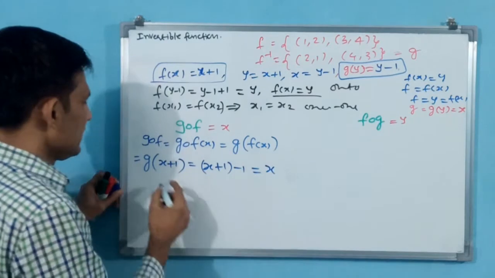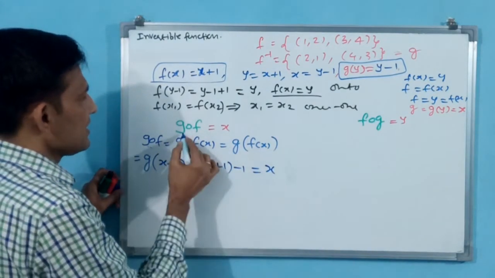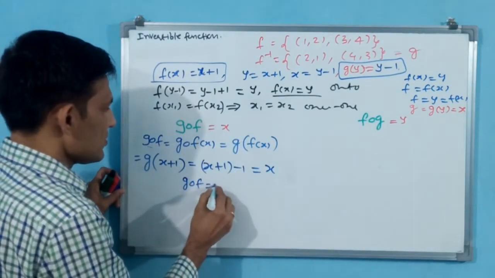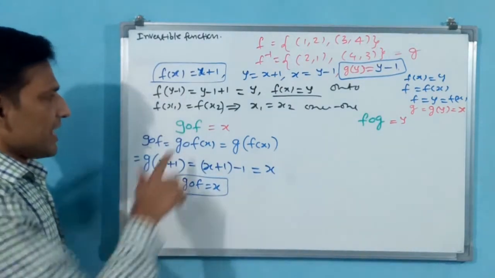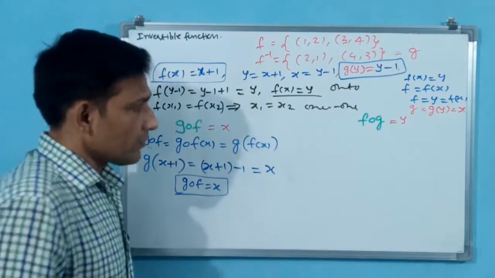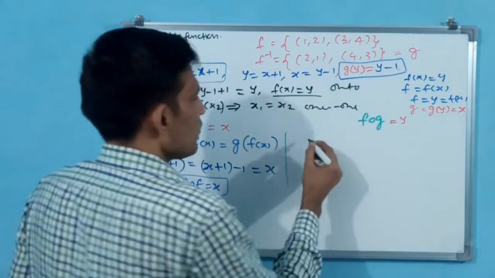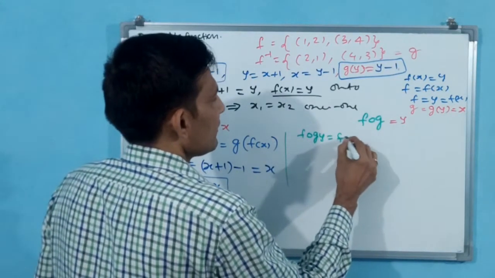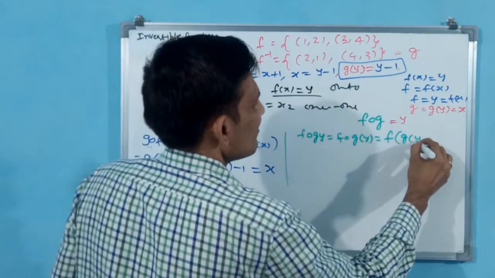That means LHS you have given GOF, RHS it has come X. Then GOF is equal to X. You keep one box. It has to come, it has come. Now you come to this side. FOG is equal to Y also has to be proved. F of G of Y is equal to F of G of Y.